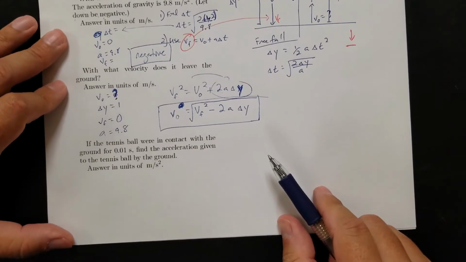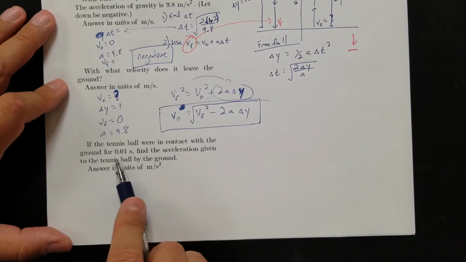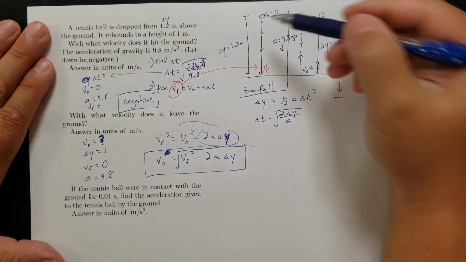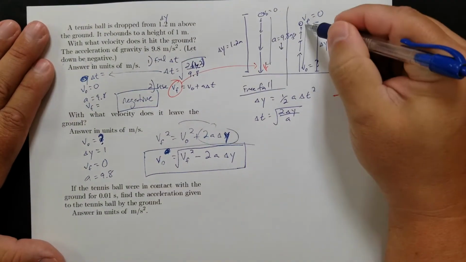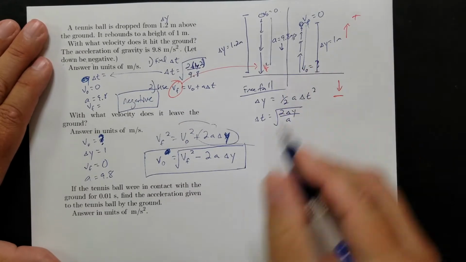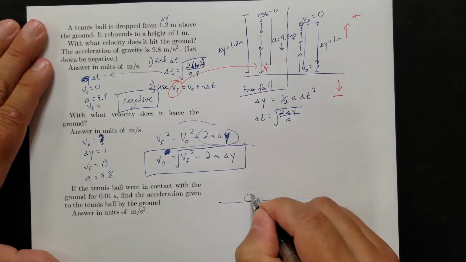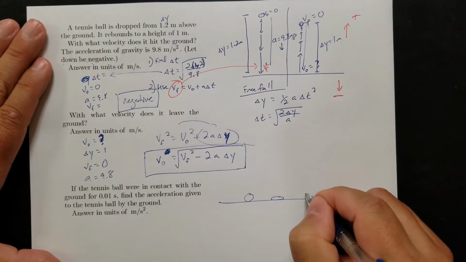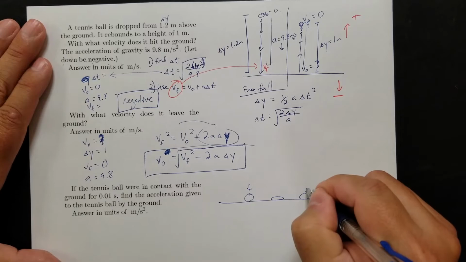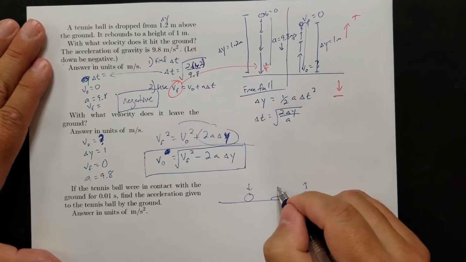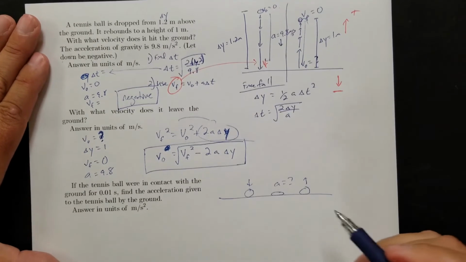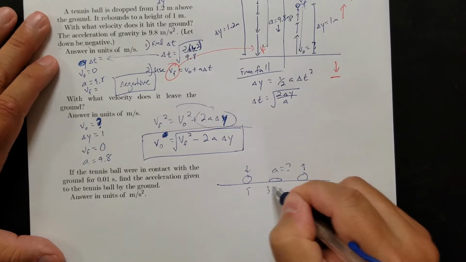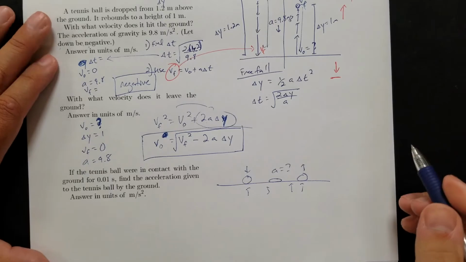And then the third question says, if the tennis ball was in contact with the ground, find the acceleration of the tennis ball by the ground. So now we're not looking at the falling down. We're not looking at the going up. We're actually looking at, here's the tennis ball before it hit the ground, and then it squishes, and then it's going to bounce back and shoot back upwards, right? We're looking at this acceleration. We don't know that acceleration. That's not 9.8. That's the ground pushing back on this thing upwards.